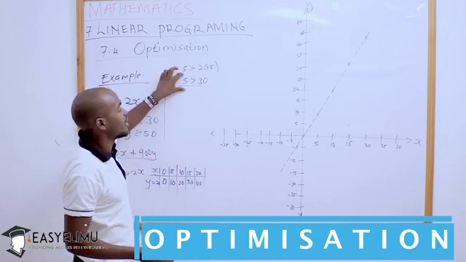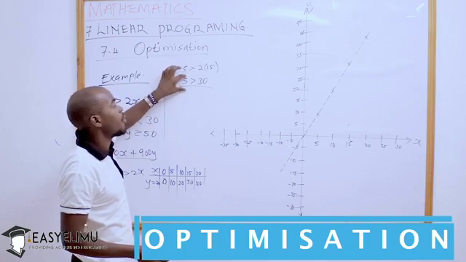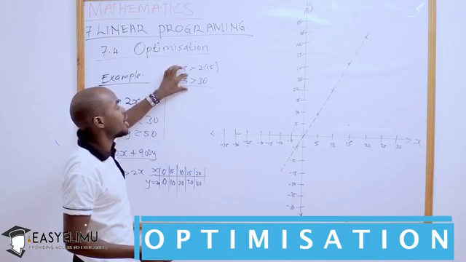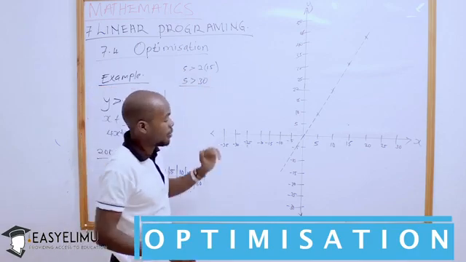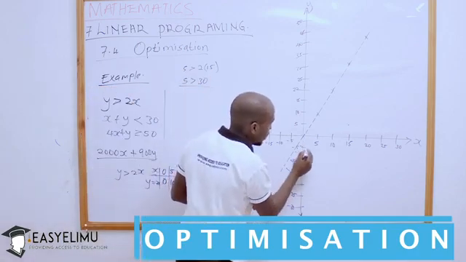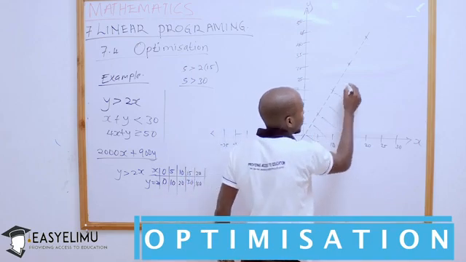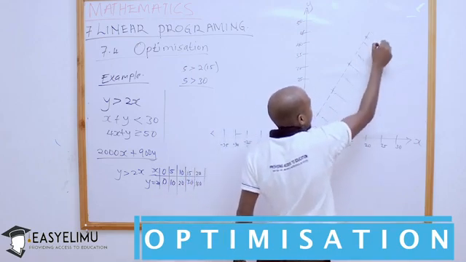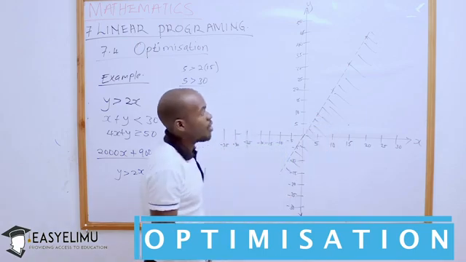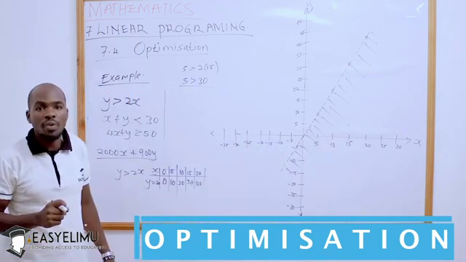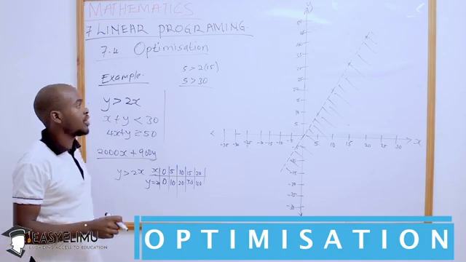Since it is the unwanted region, I will shade the side or region where I took the point (15, 5). So this is my unwanted region, and that is the region which I will shade, meaning the linear inequalities I form will not lie within that given region.